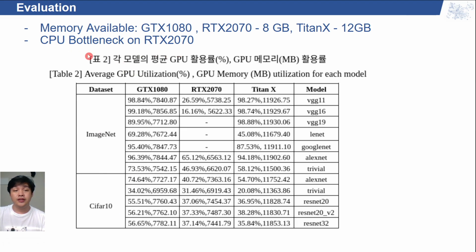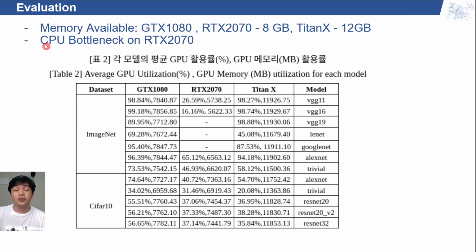So we can observe this CPU bottleneck on the part of training ImageNet models on the RTX 2070. We have blank entries here because we were unable to obtain sufficient data for the configurations for each model. That's why we just put in a blank entry due to the CPU bottleneck.